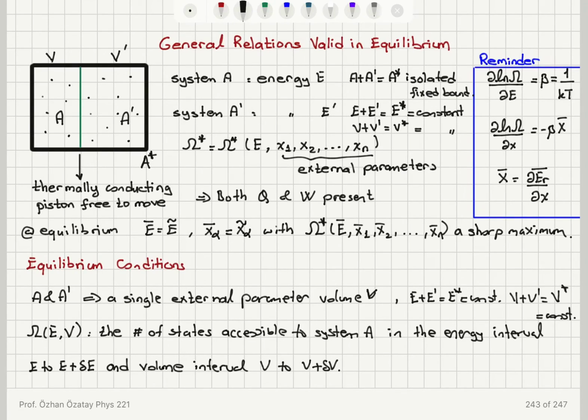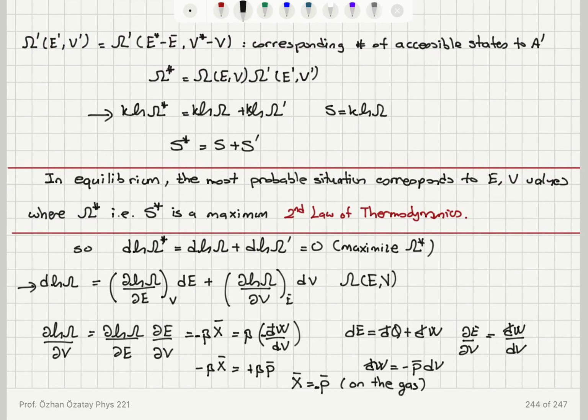I called omega the number of states accessible to system A in the energy interval E to E plus delta E and volume interval V to V plus delta V, and omega prime is the corresponding number of accessible states to A prime. The total number of accessible states is the total possible number of configurations, combining configurations in system A and A prime, and this is the product of the two. Therefore the total entropy S star is the entropy of system A plus the entropy of system A prime. The equilibrium condition is the most probable situation, where the energy and volume values give a maximum in the entropy, or the total number of accessible states, due to the second law of thermodynamics.